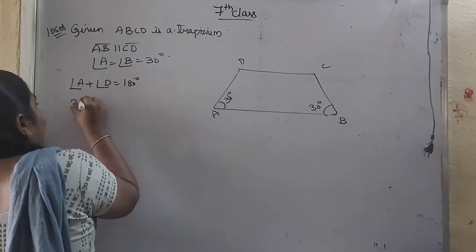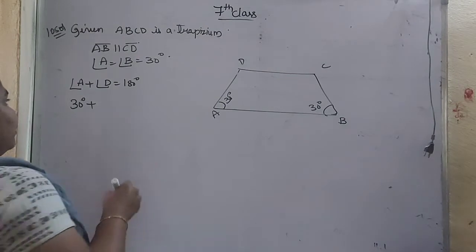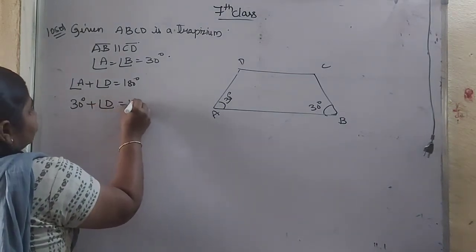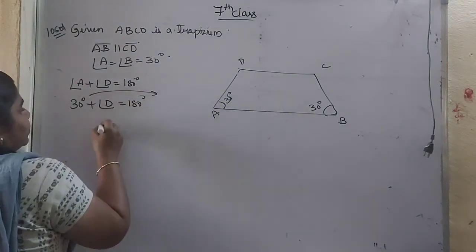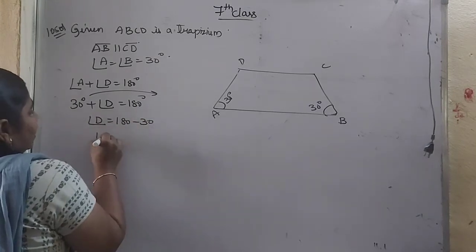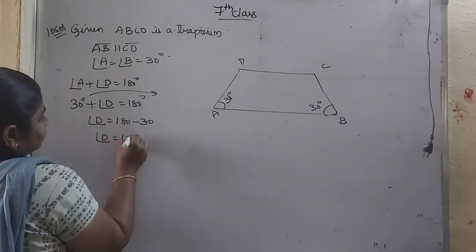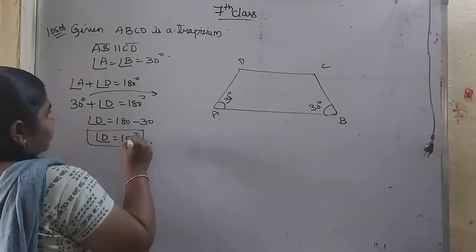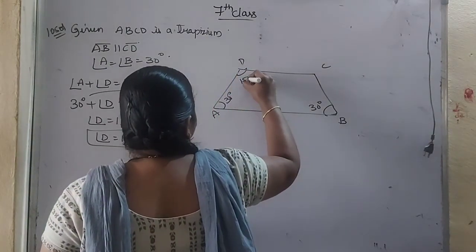Angle A value they have already given as 30. 30 plus angle D will be equal to 180. You transpose 30 to the other side, angle D will be 180 minus 30. Angle D will be equal to how much? 150 degrees. So we got angle D as 150.